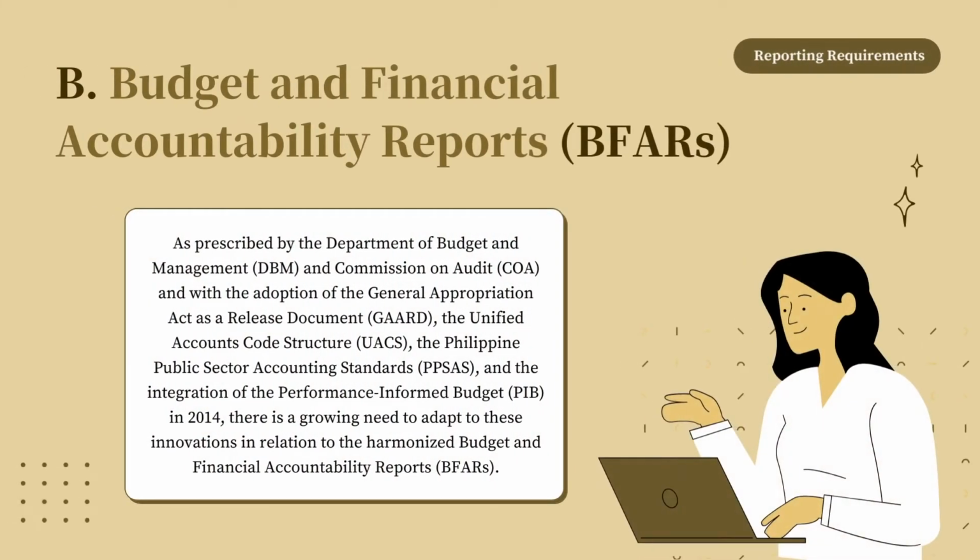Good day, everyone. Let's proceed to the Budget and Financial Accountability Reports. As prescribed by the Department of Budget and Management and Commission on Audit, and with the adoption of the General Appropriation Act as a release document, the Unified Accounts Code structure, the Philippine Public Sector Accounting Standards, and the integration of the Performance-Informed Budget in year 2014, there is a growing need to adapt to these innovations in relation to the harmonized budget and financial accountability reports. It is to effectively report, monitor, and evaluate agency performance versus plans and targets, which shall serve as basis for sound policy decision.